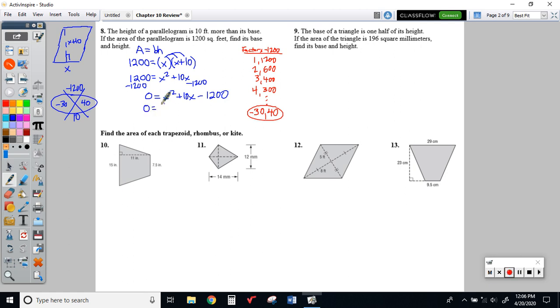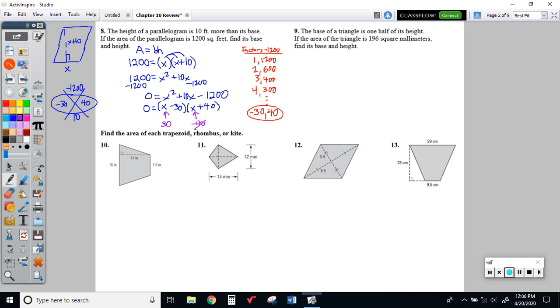So this would become 0 equals x minus 30 times x plus 40. Then we have two possibilities that would satisfy that equation as a solution. Plugging in 30 would turn this factor into 0, which turns everything into 0, because 0 times who cares what this is is 0. Plugging in negative 40 also works, but the problem with that solution is if you go back into the context of the problem, that makes this a negative length, negative 40.